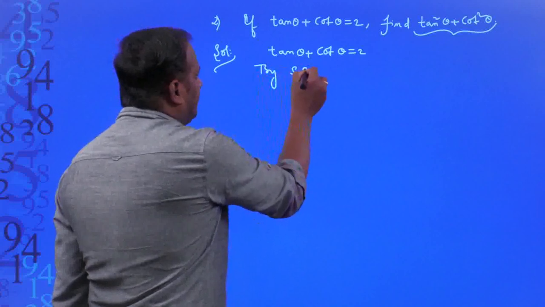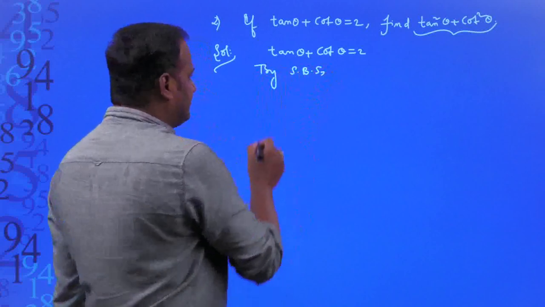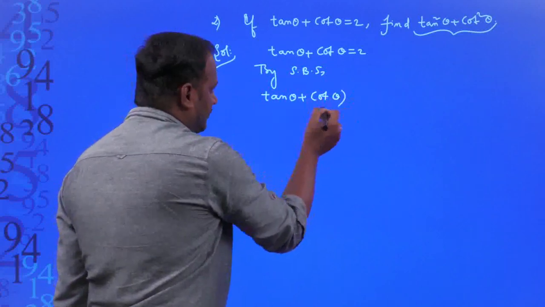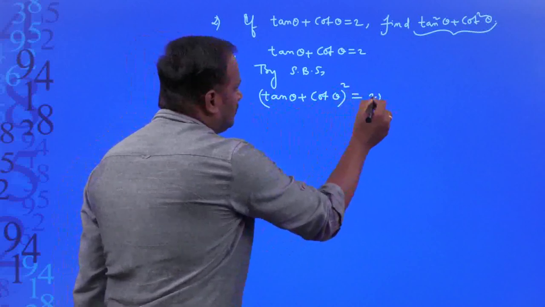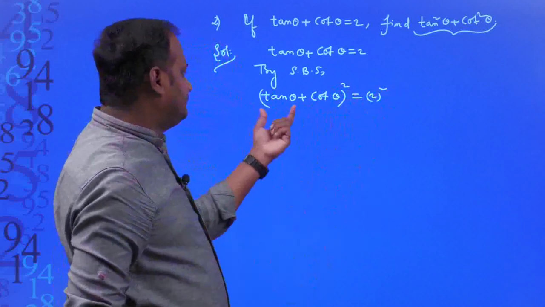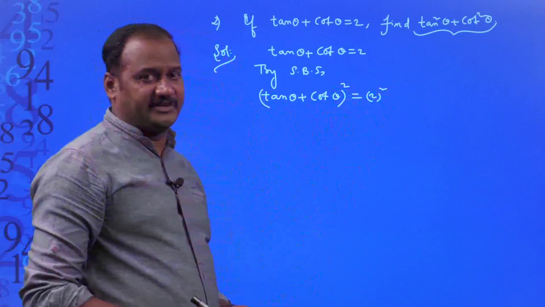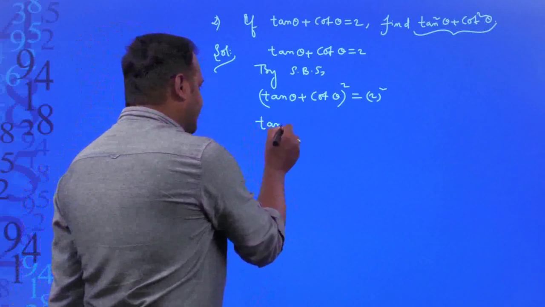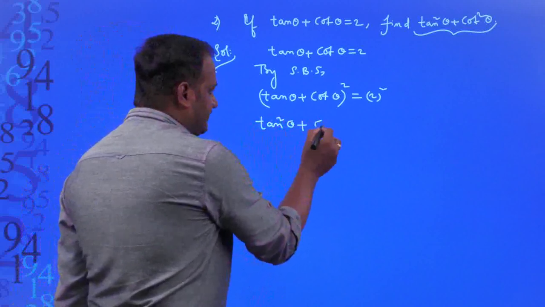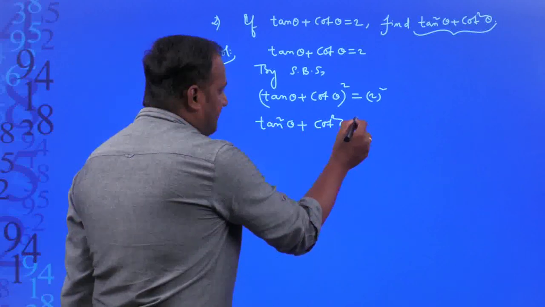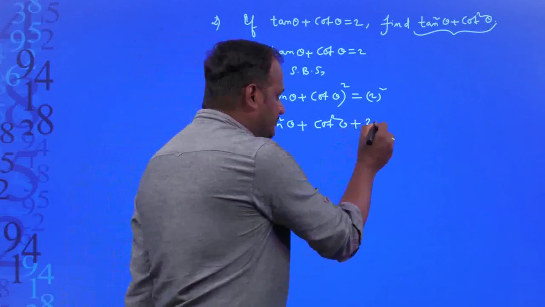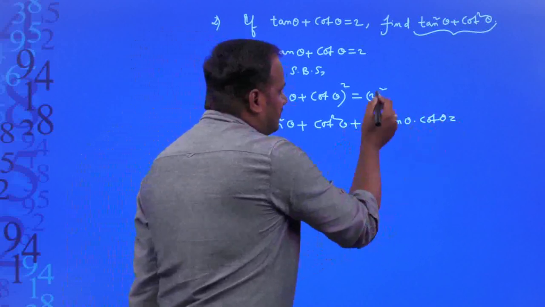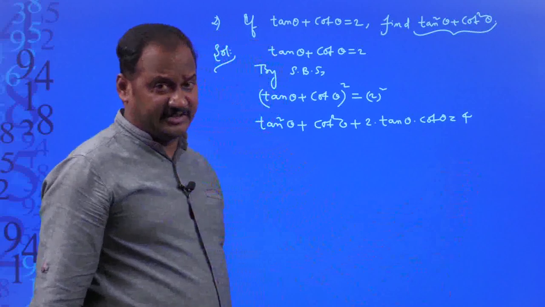By squaring on both the sides, we get tan theta plus cot theta whole square is equal to 2 whole square, right? Now, tan theta plus cot theta whole square is in the form of a plus b whole square. What is the expansion for a plus b whole square? A square, that is tan square theta, plus b square, that is cot square theta, plus 2ab, that is 2 into tan theta into cot theta, which is equal to 2 whole square, which is equal to 4.